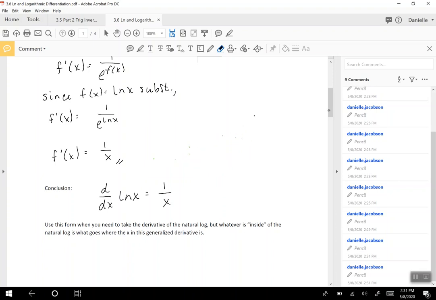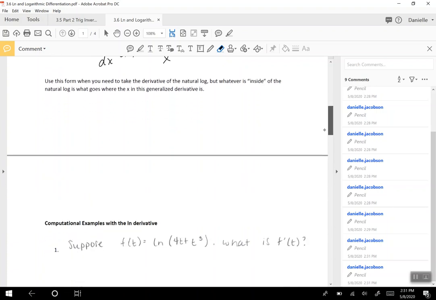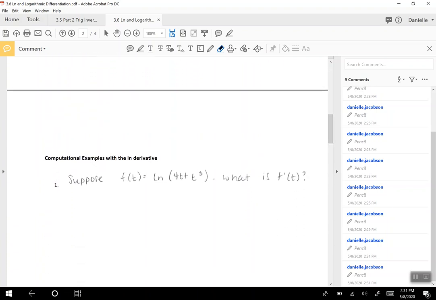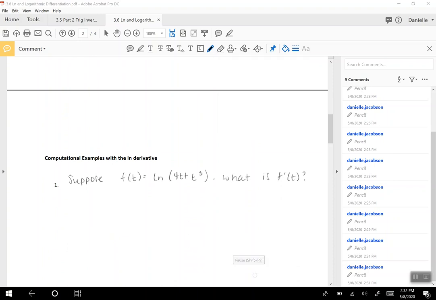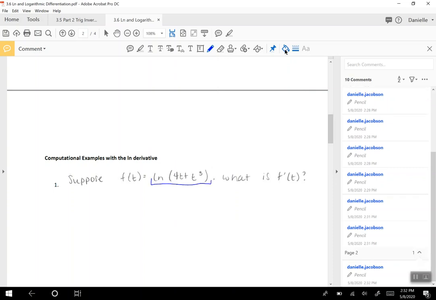Now that I've gone through that, let's go ahead and use this several times. It should hopefully be kind of nice to work with. First example, let's suppose we have f of t is equivalent to the natural log of, not times, of 4t plus t cubed. Looking at this, we can see that we have a big outside function, the natural log function, and a little inside function, which is the 4t plus t to the third function.